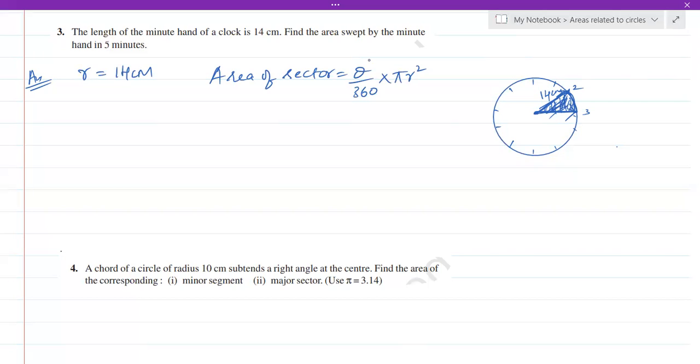That's the formula. But we don't know the value of theta, right? Only if we know the value of theta, we can find it. Now let's find theta. How do we find theta? Very simple. See, in 1 hour.